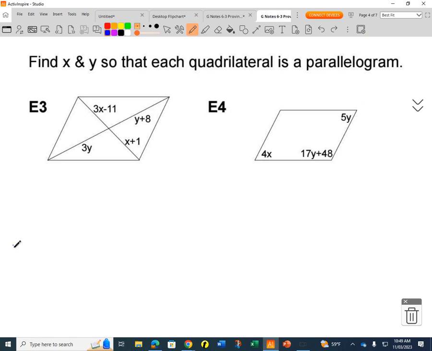Tyron? Right. So these are the diagonals. So 3x minus 11 is for this section. x plus 1 is for this section. 3y is for this section of the diagonal. y plus 8 is for that section. So if this is a parallelogram, what do we know about the diagonals?